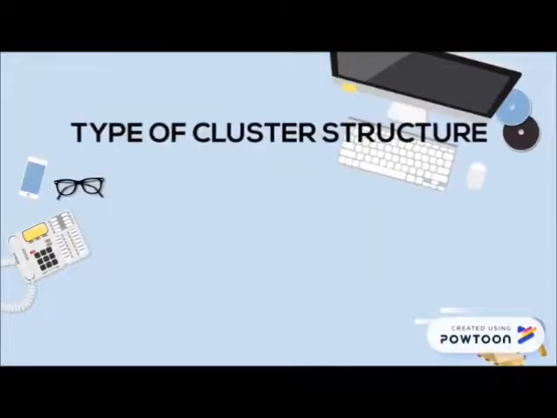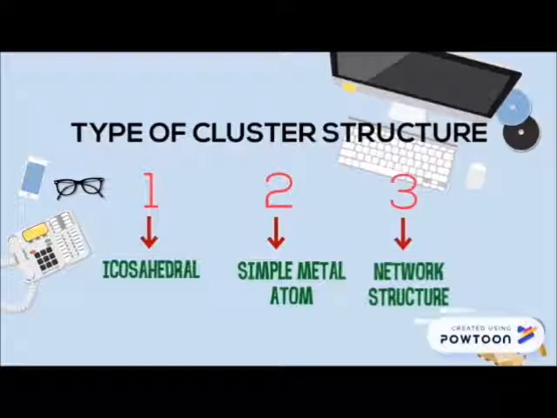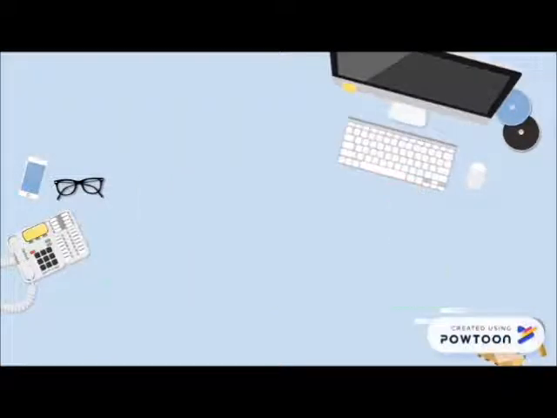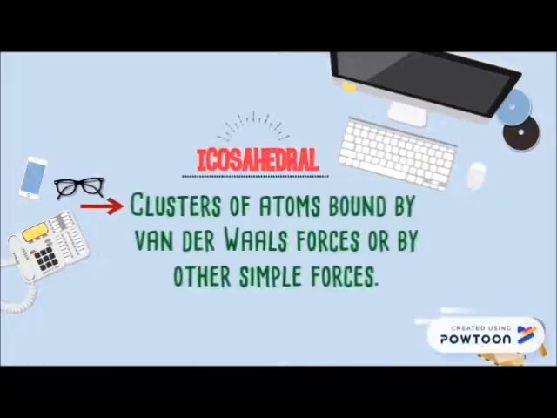There are three types of cluster structure that we have to know, which are icosahedral, simple metal atoms, and network structure. First things first, icosahedral. Icosahedral is a cluster of atoms bound by van der Waals forces or by other simple forces.